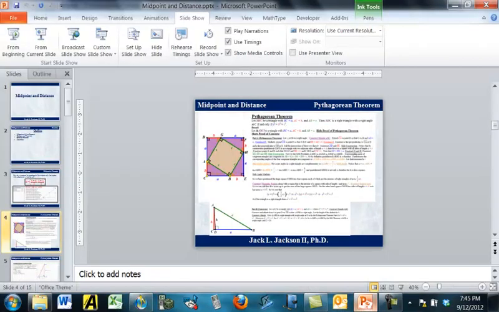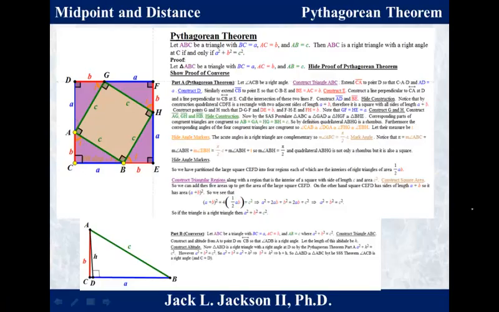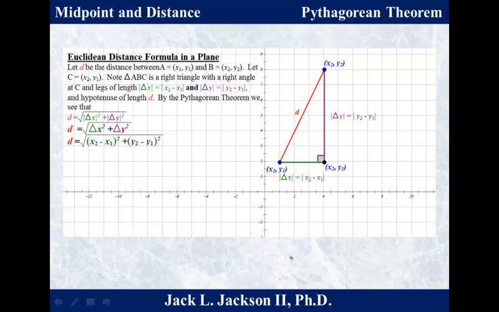Okay, so when we come back to the PowerPoint, this proof is going to be here. And now let's look here. The Euclidean distance formula in a plane really is nothing more than just the Pythagorean theorem. Remember, that was our goal, to come up with the distance formula.